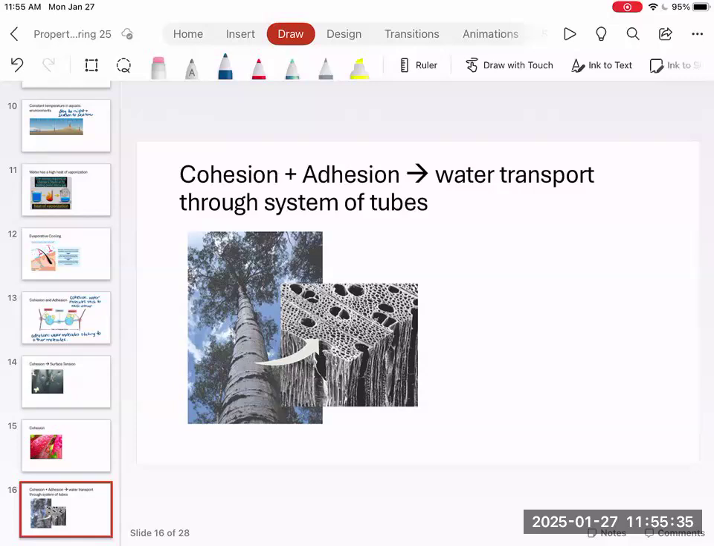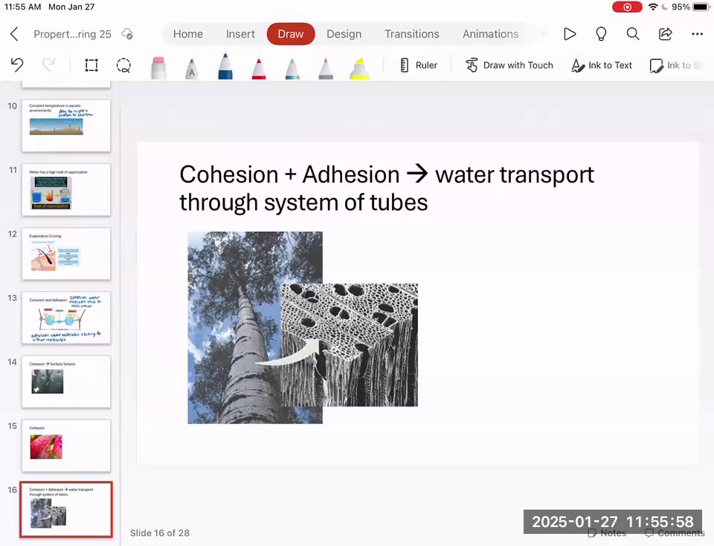And in the case of this tree, you can imagine, think about where the water is for the tree. The water is down in the soil at the roots, and they need to transport that water sometimes over 100 feet up to those leaves at the top. That's a pretty long way to go.